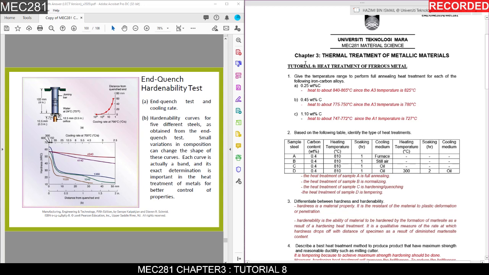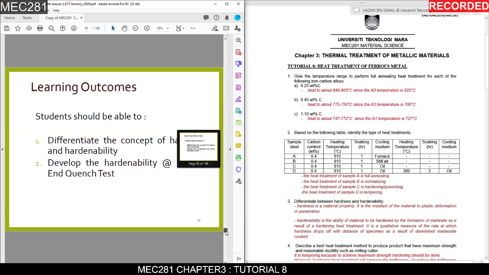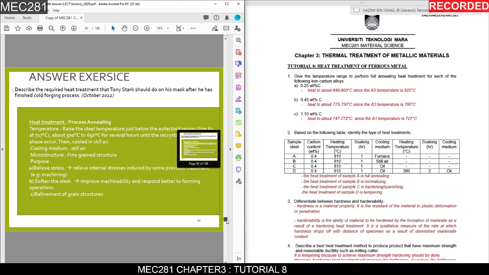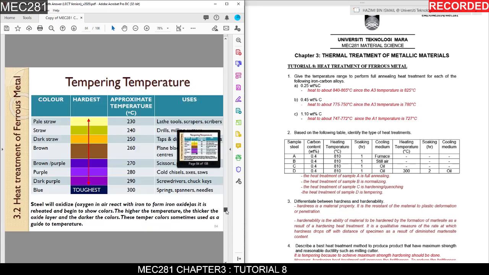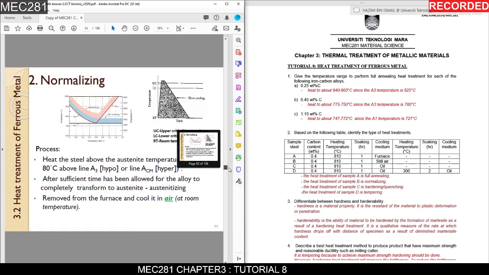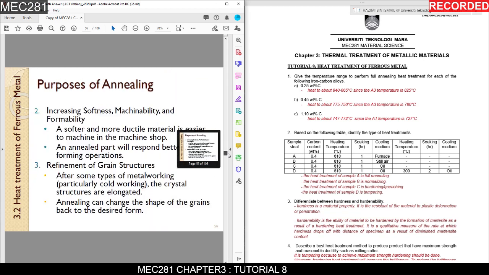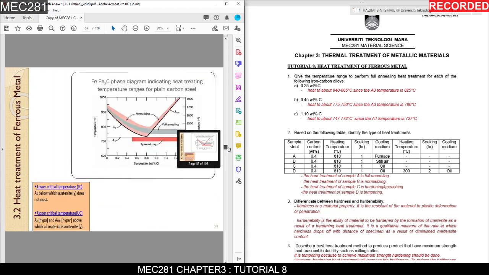So this is the answers for question 1. In question 1, you have to find the full annealing heat treatment process by using this diagram.